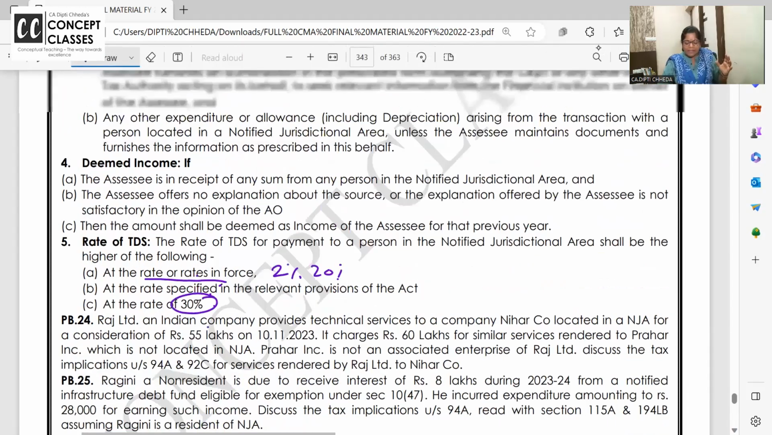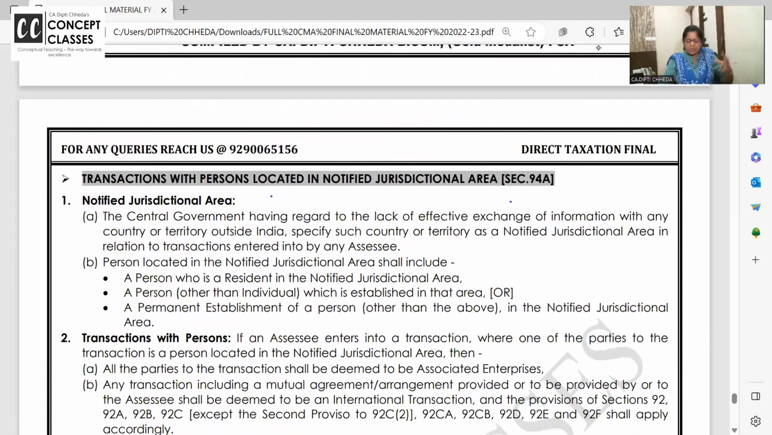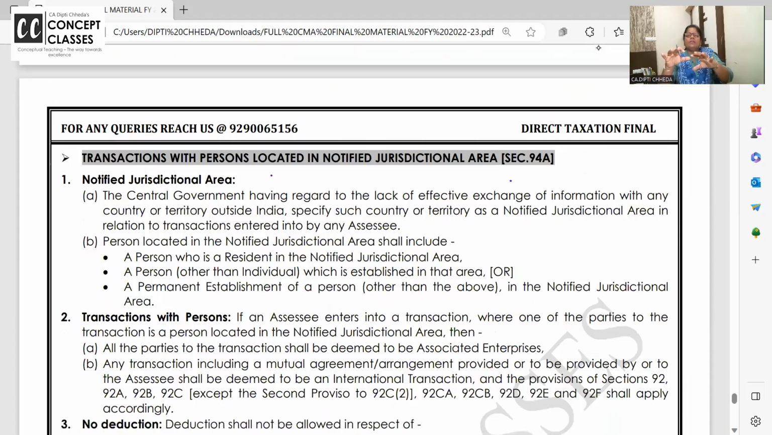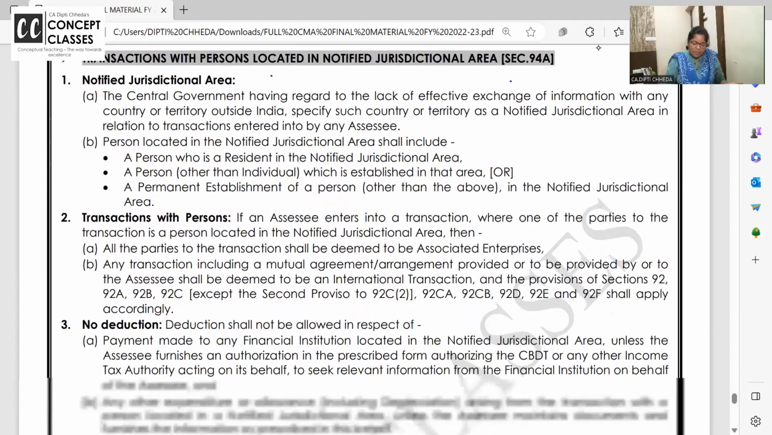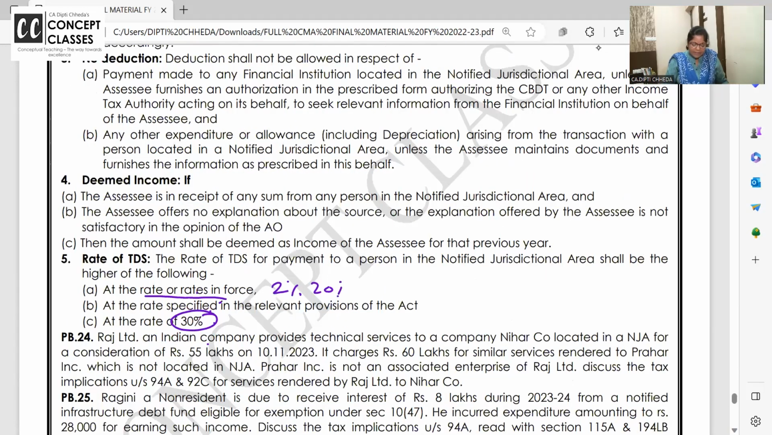I want to repeat, when we are doing transactions with a person who is in notified jurisdictional area, abhi aisa koi nahi hai area, but if we do, then whatever transaction we do, it is treated as associate enterprise. And TDS will be deducted at higher rate, that is 30%.